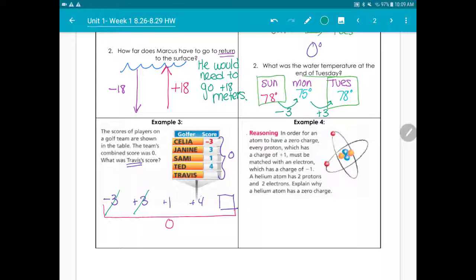Okay, so these two together make 5. So what does this number in the box need to be if I want it to be opposite and cancel to 0? What is the opposite of 5? -5. So Travis' score is -5.